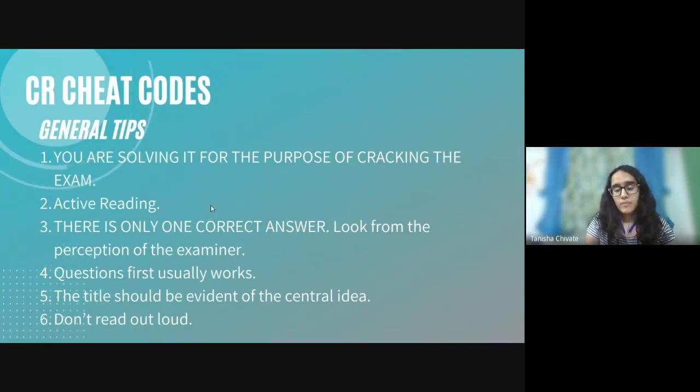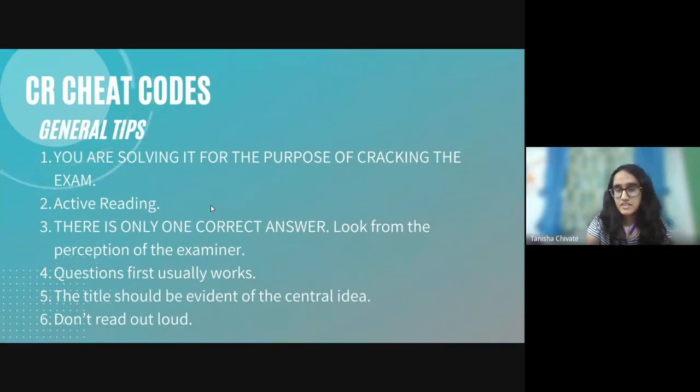Third, the main reason why people are scared of critical reasoning, why they are confused between options, is that there is only one correct answer. A lot of people ignore this. They think that there are 4 options. Option A might be correct, option B might be correct too, option D might be correct too. I have to choose the most appropriate. No, there is only one correct answer.